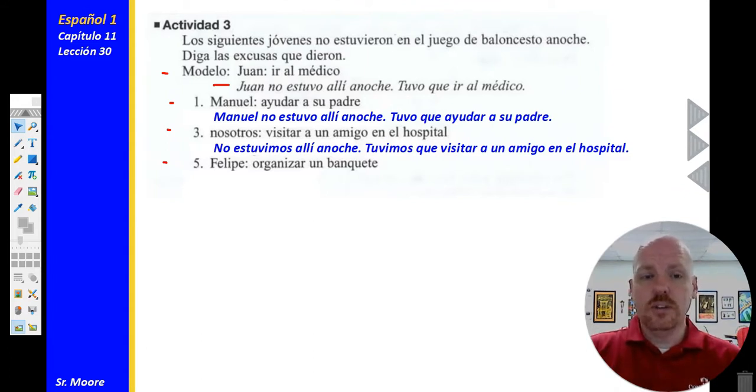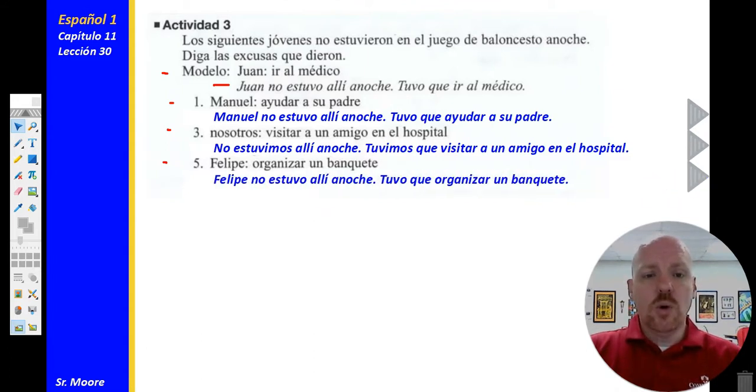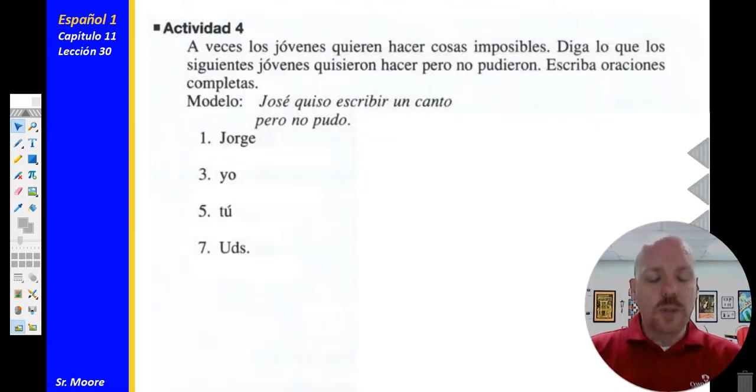Número 5. Felipe no estuvo allí anoche. Tuvo que organizar un banquete. Felipe was not there last night. He had to organize a banquet. Hope that went well for you. If you have any questions, let me know. Let's look at actividad 4. Actividad 4 en página 252.